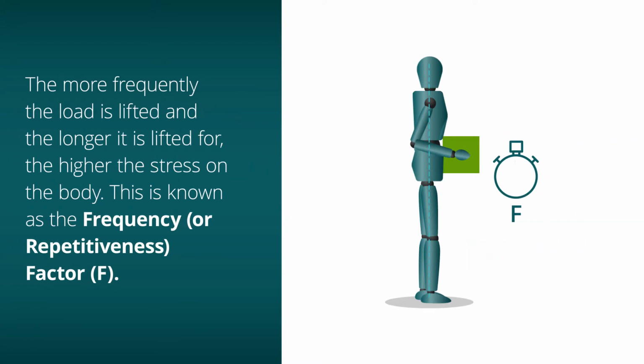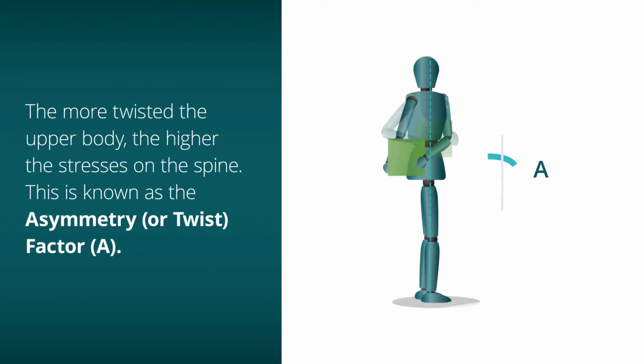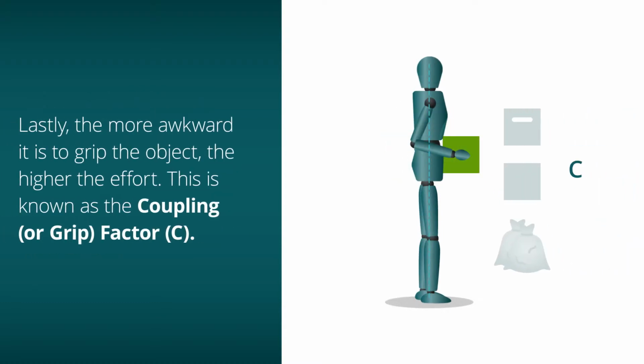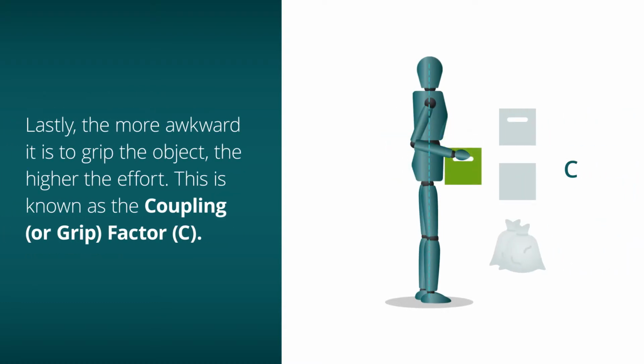The more frequently the load is lifted, and the longer it is lifted for, the higher the stress on the body. This is known as the frequency or repetitiveness factor, F. The more twisted the upper body, the higher the stress is on the spine. This is known as the asymmetry or twist factor, A. Lastly, the more awkward it is to grip the object, the higher the effort. This is known as the coupling, or grip factor, C.